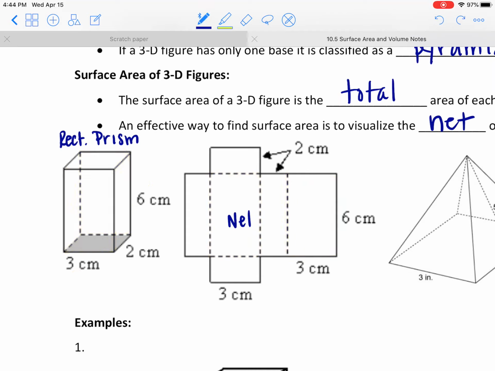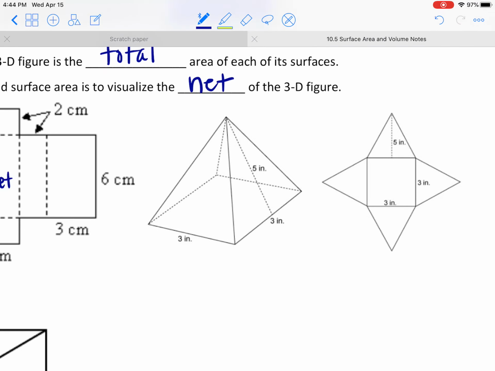So if I wanted the surface area, I would just find the area for each of those 6 rectangles that make that prism, and then add them all together, okay? And the same thing would work for any 3-dimensional figure. So just so you can see it again, this is a square pyramid. It's got one base, and that base is a square, so we would call it a square pyramid. And then this would be the net for that square pyramid.